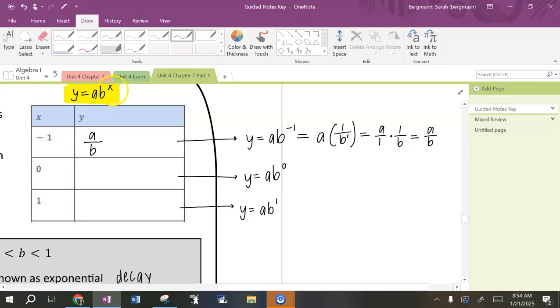B is the base that the exponent is on. A is if there's any number in front of that, multiplied on the outside. So that number is multiplied on the outside, it's not raised to the exponent.